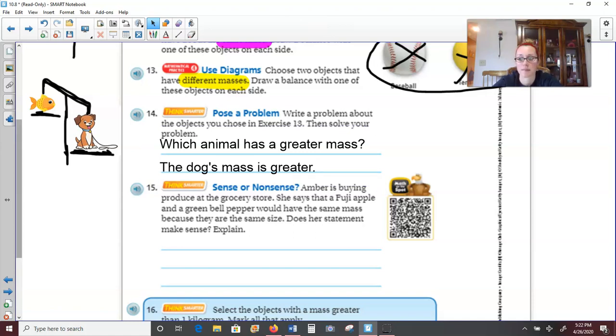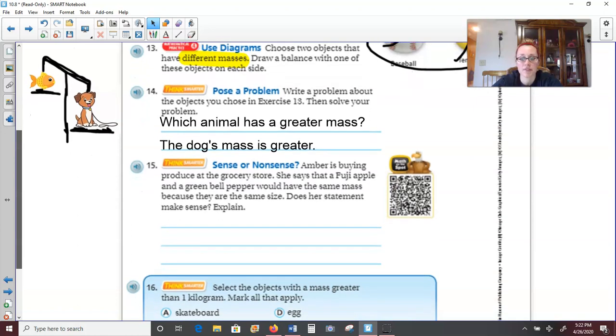Nothing fancy about it. Now on number 15, it is a think smarter, sense or nonsense. And this is actually a math on the spot, and we are going to watch the video because this does have us think a little bit. But first, let's look at the problem. It says Amber is buying produce at the grocery store. She says that a Fuji apple and a green bell pepper would have the same mass because they are the same size. Does her statement make sense?